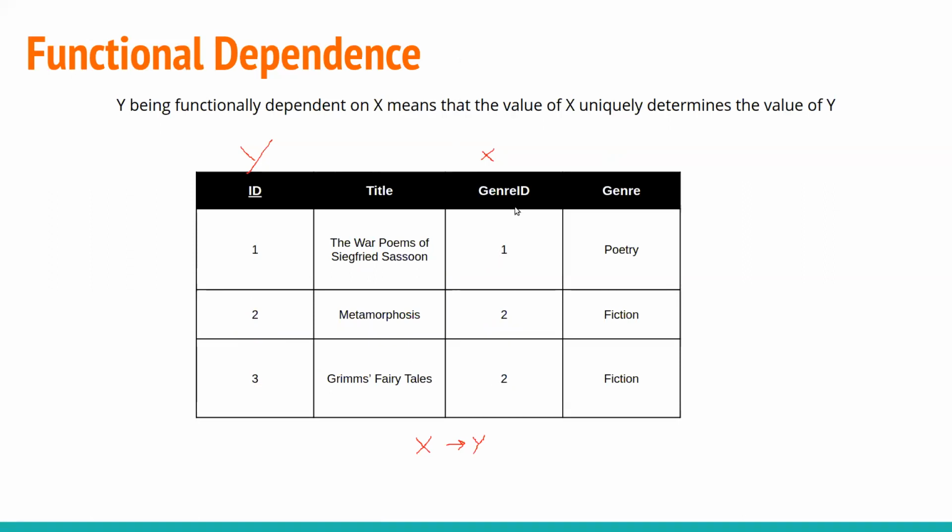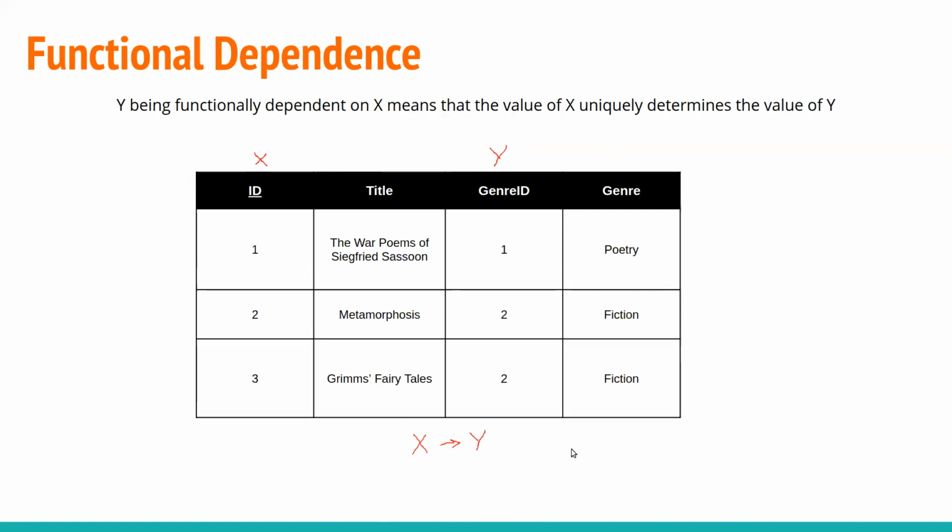However, if we flip that around, let's flip it around. Let's make the ID X and the genre ID Y. And now if we ask the question, does X imply Y?